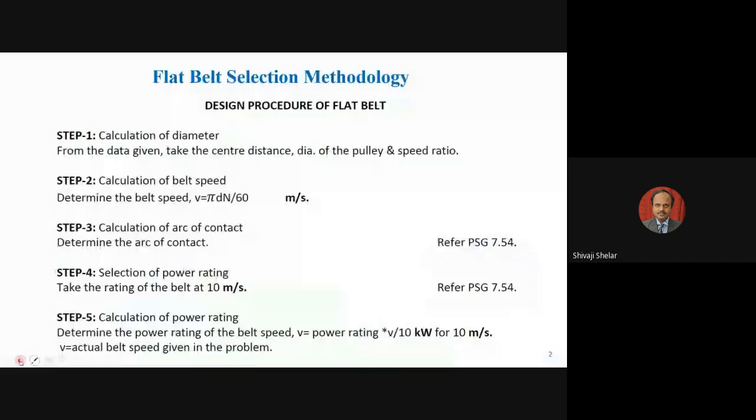So flat belt selection methodology, I'm explaining step by step, and then we will go for the problem. So design procedure for flat belt. When we are starting flat belt design, you will be given certain data in the problem, or you will be given the specification for which you are going to design the flat belt drive. So customer will give that specification.